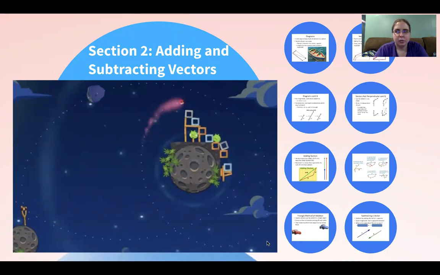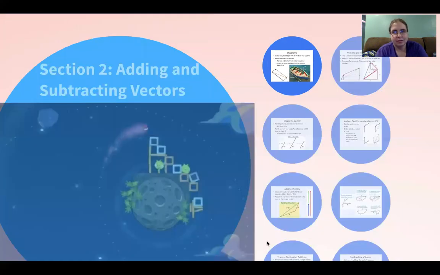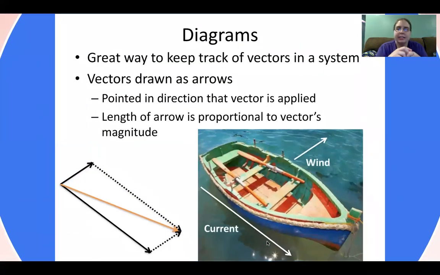All right, so what if we have a few different vectors and we're not quite sure how to get the resultants? So a great way to keep track of your vectors in any given situation or system is to create a diagram. And we'll draw the vectors as arrows. The point of the arrow is showing the direction that the vector is applied. So whether it's a force or a velocity, the arrow is showing you the direction of the vector. And you try and make the length of the arrow as proportional as possible to the vector's magnitude.